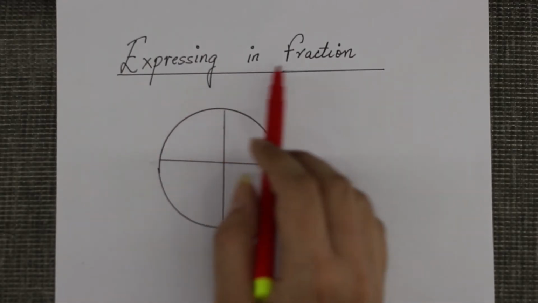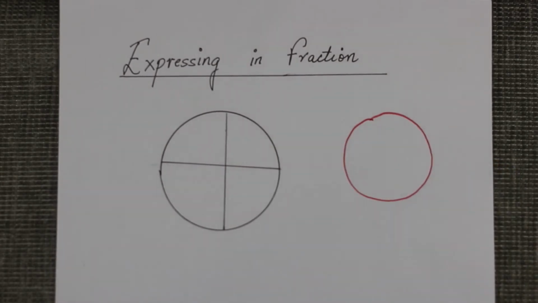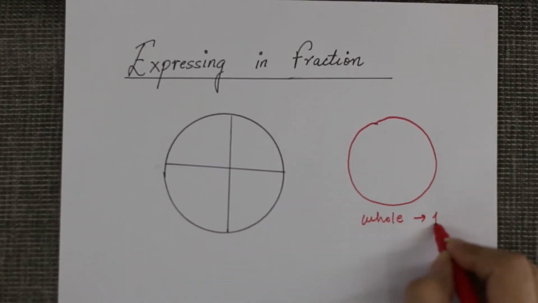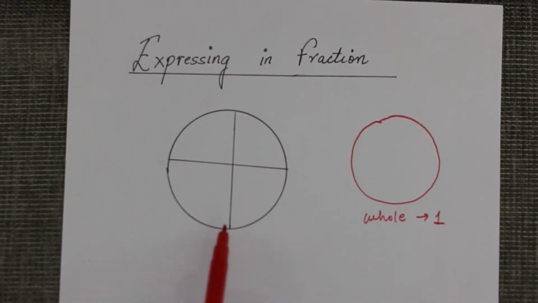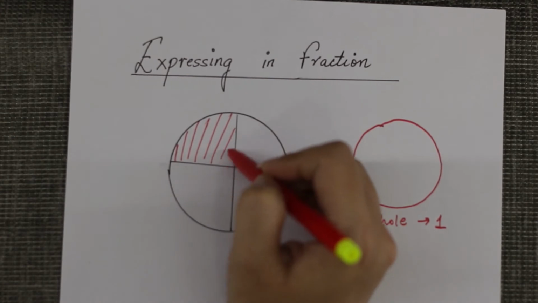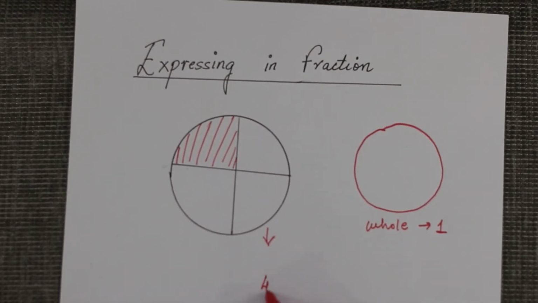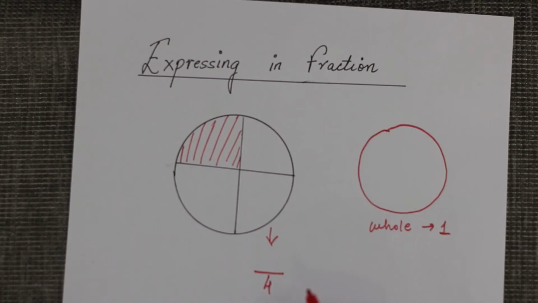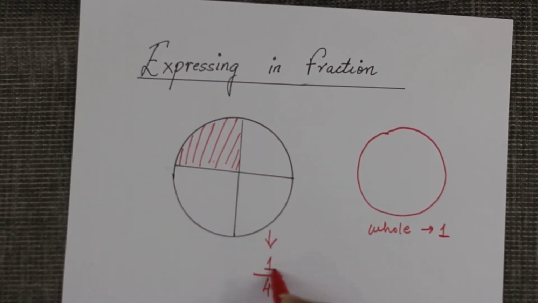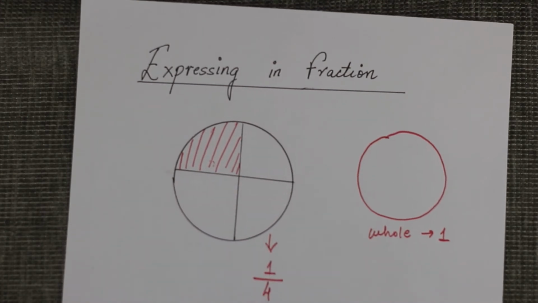Our next topic is expressing in fraction. Suppose I have a circle. This undivided circle is considered as a whole, and in fraction we write it as 1. Now if I have another circle which is divided into 4 equal parts, 1, 2, 3 and 4, and I shade one of its parts, then how do I express this in fraction? First of all, I count the number of parts the circle is divided into. That is 1, 2, 3 and 4. So I write 4 in the denominator, and then I count the number of parts which are shaded. That is 1. So I write 1 in the numerator. So this circle with one of its shaded parts is expressed in fraction as 1 by 4.